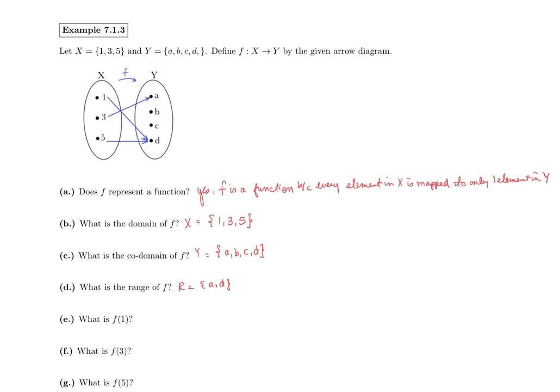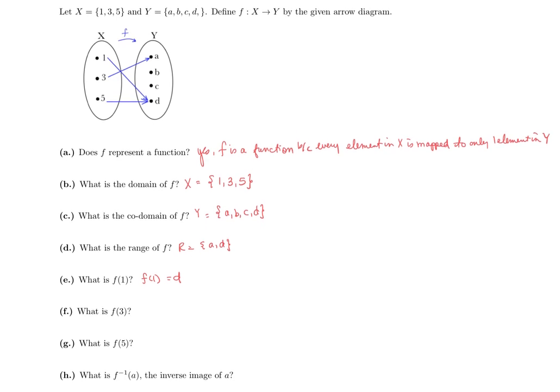If we wanted to find f of 1, we simply need to follow the arrow from the input at 1 down to the codomain, which is D. So f of 1 equals D. If we want to know what f of 3 equals, we follow that arrow and we find that f of 3 is A. And f of 5 is D.